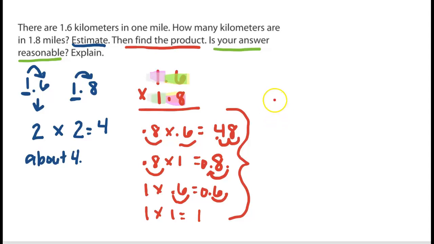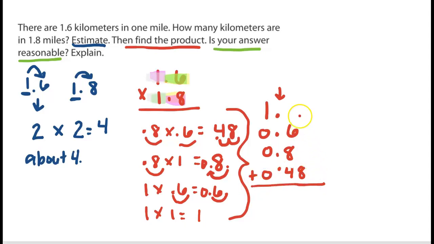So I'm going to start with my whole number because it's usually the easiest. So 1, and I'm going to put an understood decimal here. Remember, if there's ever a whole number, it has an understood decimal behind it. So 1 plus 0.6 plus 0.8 plus 0.48 or 48 hundredths. And I can even put a 0 there.